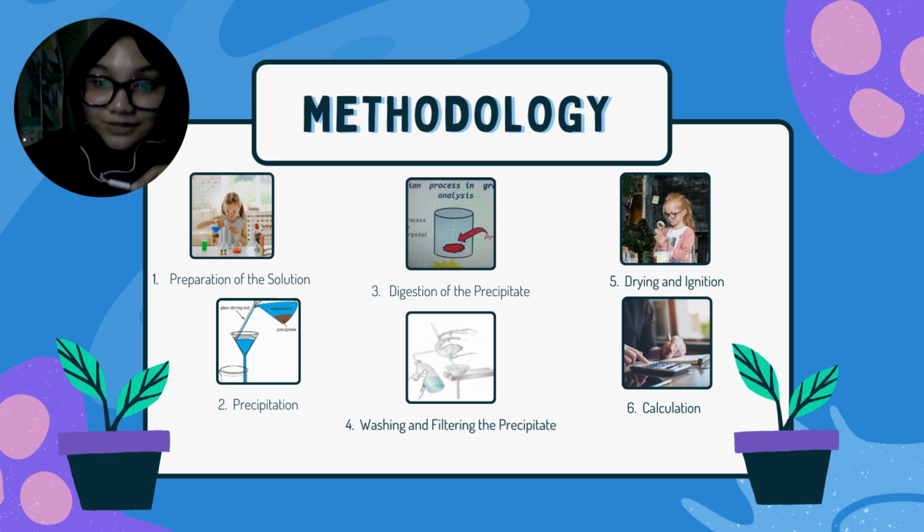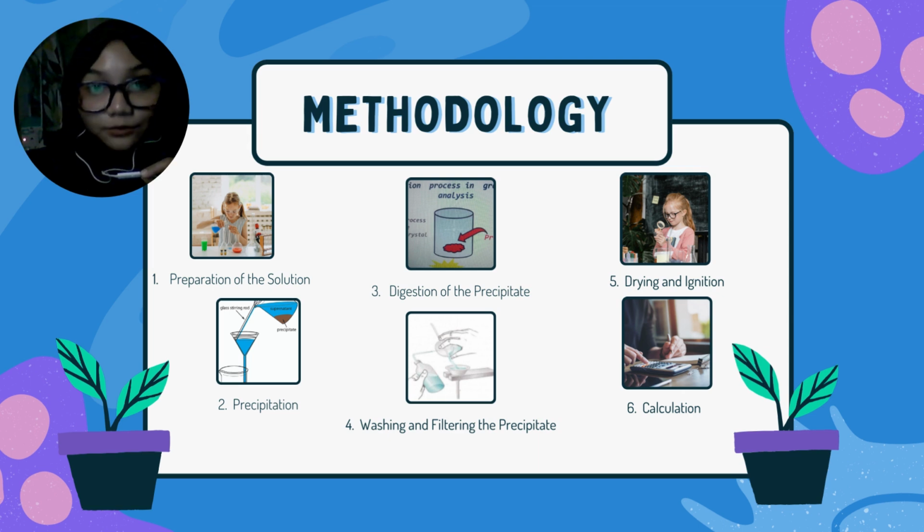Hi, my name is Rozana Alia. My part is going to be the methodology of gravimetric analysis in the pharmaceutical industry. The first step is preparation of the solution. In this step, we adjust the pH, remove interference, and prepare the sample solution for precipitation.